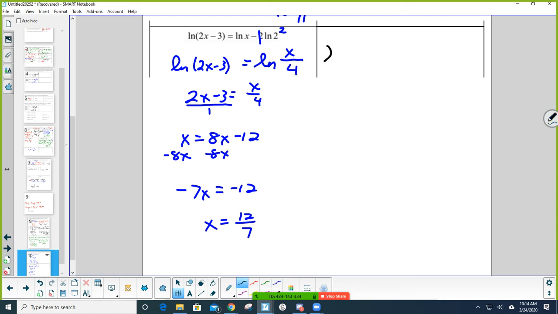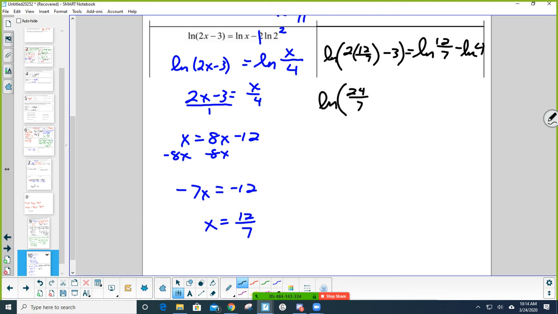Real quick, I would have the ln of 2 times 12 over 7, minus 3 equals the ln of 12 over 7 minus the ln of 4. So this is gross. This side is 24 over 7. Now I'm going to replace the 3 with 21 over 7. That's the same thing. 7 goes into 21 3 times, just a common denominator. And I get the ln of 3 over 7.